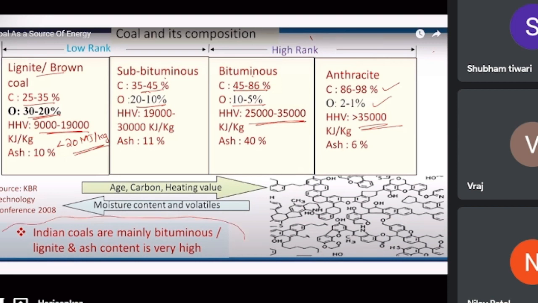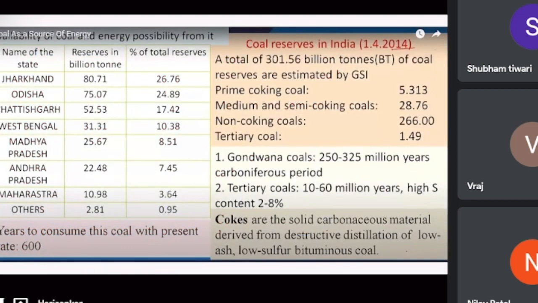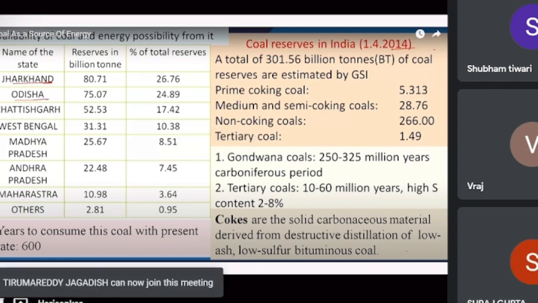One important point to note is that Indian coals are mainly bituminous and lignite, and have a very high ash content. It is very rare to find anthracite coal here in India. Mostly it is bituminous, sub-bituminous, or lignite kind of coal. If we look at the state-wise deposits of coal, we can see Jharkhand and Odisha having more than half of our country's coal reserve, followed by the other states. At the current rate of consumption, it is estimated that our country has enough coal for the next 600 years.